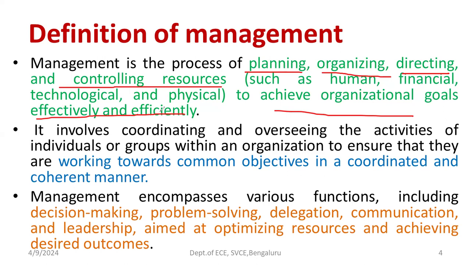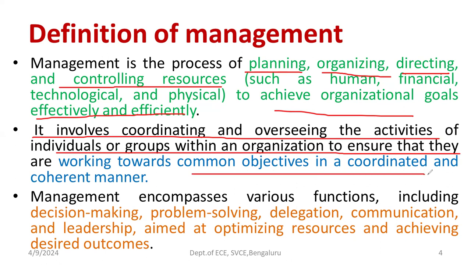What are the major processes involved in management? It involves coordinating and overseeing the activities of individuals or groups within the organization to ensure that they are working towards common objectives in a coherent manner. The manager should observe this in the management process. We need to check whether things are moving towards the goal or not. It's just like a closed loop. We always have a reference standard, and the standard performance is compared with the actual performance. We always consider the difference, so it works as a closed loop.